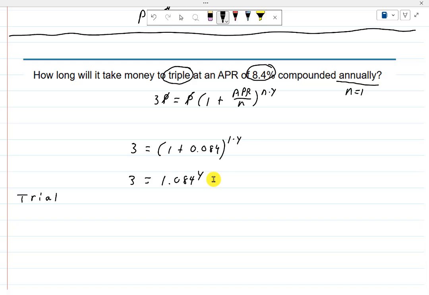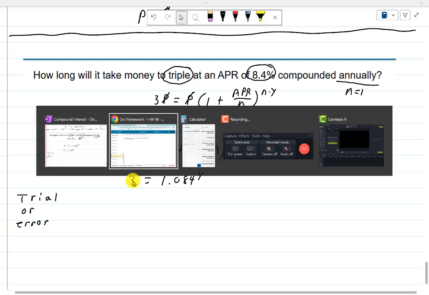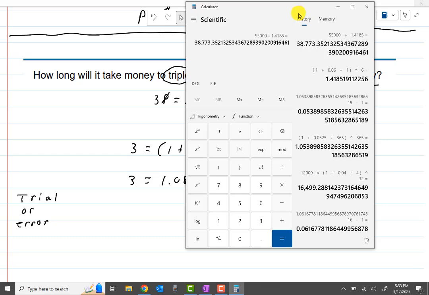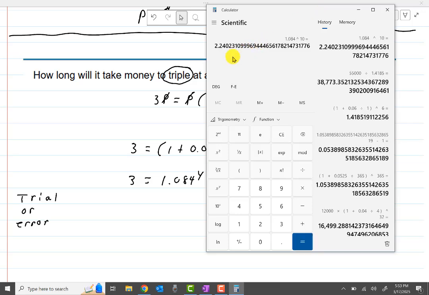In a higher level math class, we could use something called logarithms. We don't have those available in this class, so we have to use trial and error. That means I'm going to plug in different values for y until I get to or exceed 3. You'll see what I mean. Let me pull up the calculator. Let me move it out of my way so we can see what's going on here. All right, we're going to do 1.084 raised to the 10th power, just a guess. Notice that it's 2.24. It's not quite big enough.